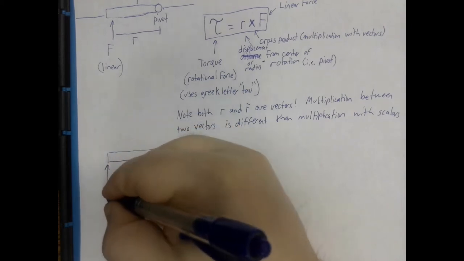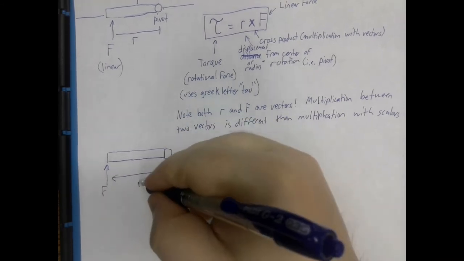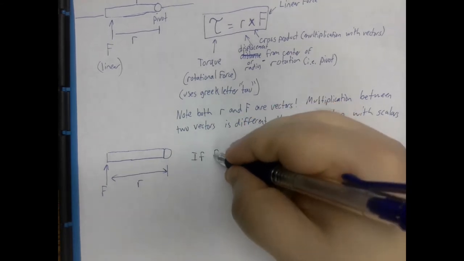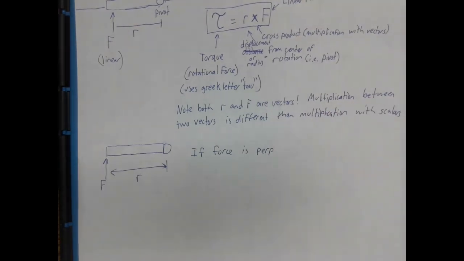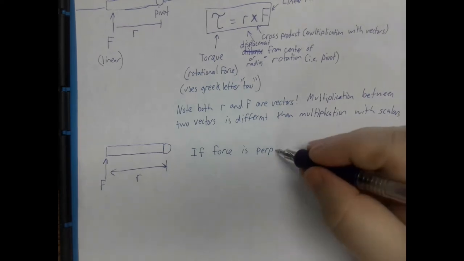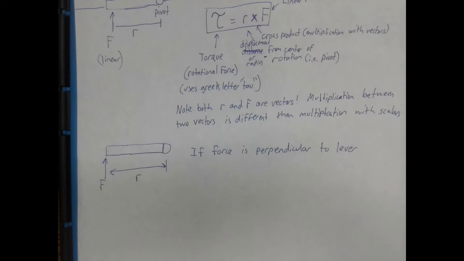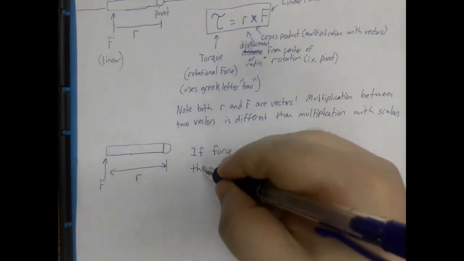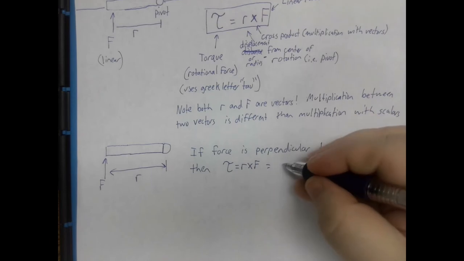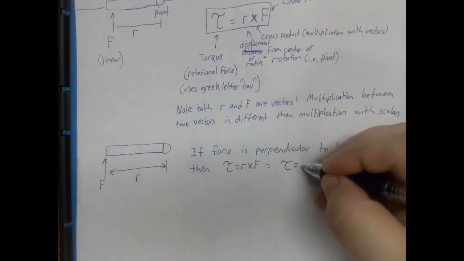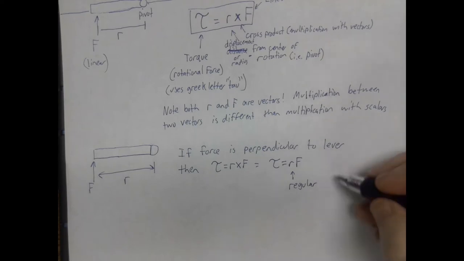So if force is perpendicular to the lever, the object you're rotating, then R cross product F is equal to R times F. Regular multiplication.